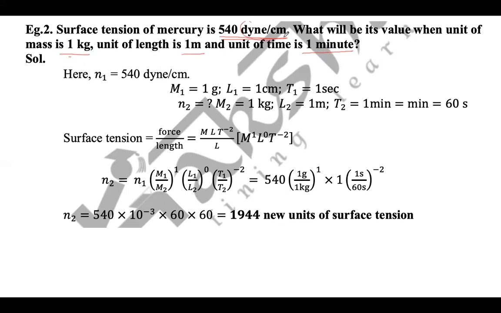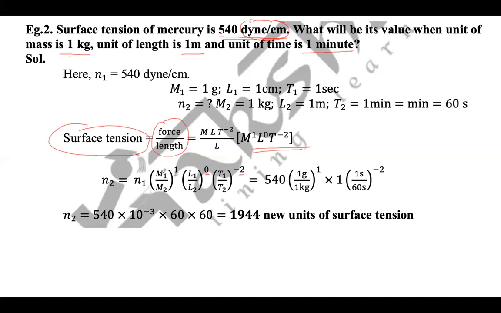Here, when it was dyne per centimeter, the unit of surface tension has the relation force by length, right? Dyne is for force, centimeter for length, so force by length. So if you find the dimensional formula of surface tension, force is M1 L1 T minus 2 divided by length. So this will be M1 L0 T to the power minus 2. So this is the dimensional formula. First, you need to find the dimensional formula of surface tension. Then we have to find N2 is equal to N1, M1 by M2 raised to the power 1, L1 by L2 raised to the power 0, and T1 by T2 raised to the power minus 2. We have used all the three dimensions here.